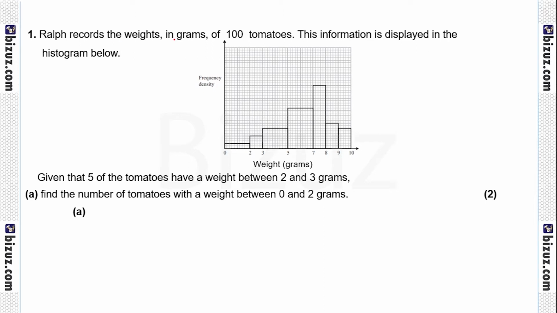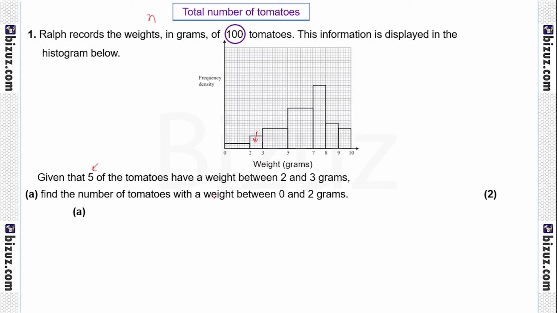Ralph records the weights in grams of 100 tomatoes. So 100 is our total number of tomatoes, or the total number of items, which we usually denote as N. And this information is displayed in the histogram below. Given that 5 of the tomatoes have a weight between 2 and 3 grams, so 5 is the total number of tomatoes between 2 and 3 grams. So it's the frequency of this class, of this histogram bar.